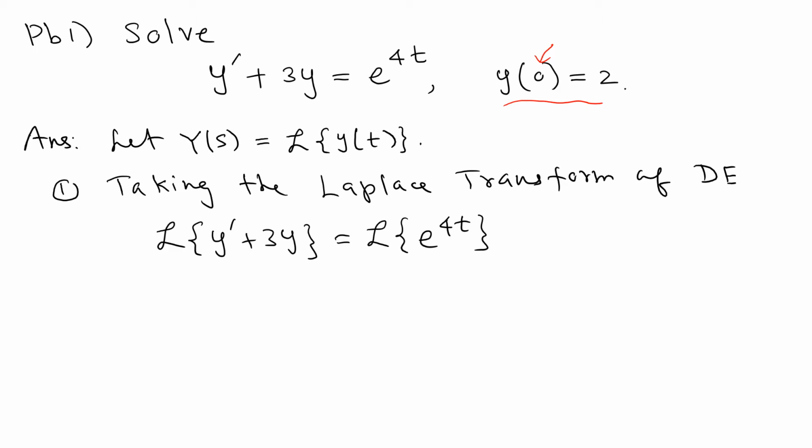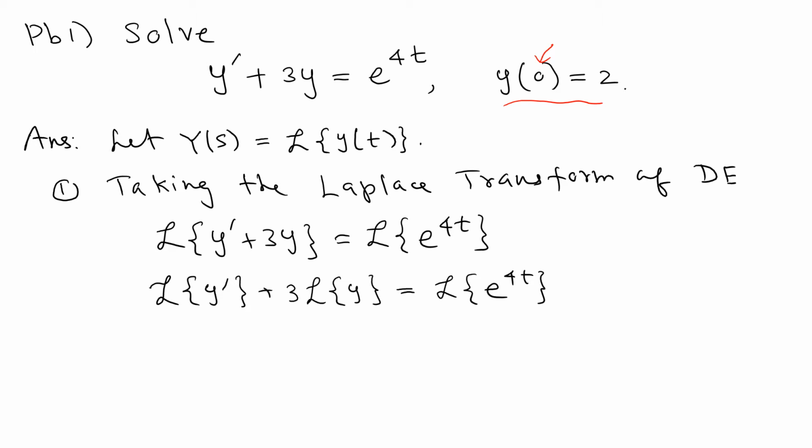Now we know that the Laplace transform is a linear operator, so because of that we can break this into two. It's the Laplace transform of y prime plus 3, which is a constant, so you can pull it out, and then the Laplace transform of y, which equals the Laplace transform of e to the 4t. Now we can use all those formulas.